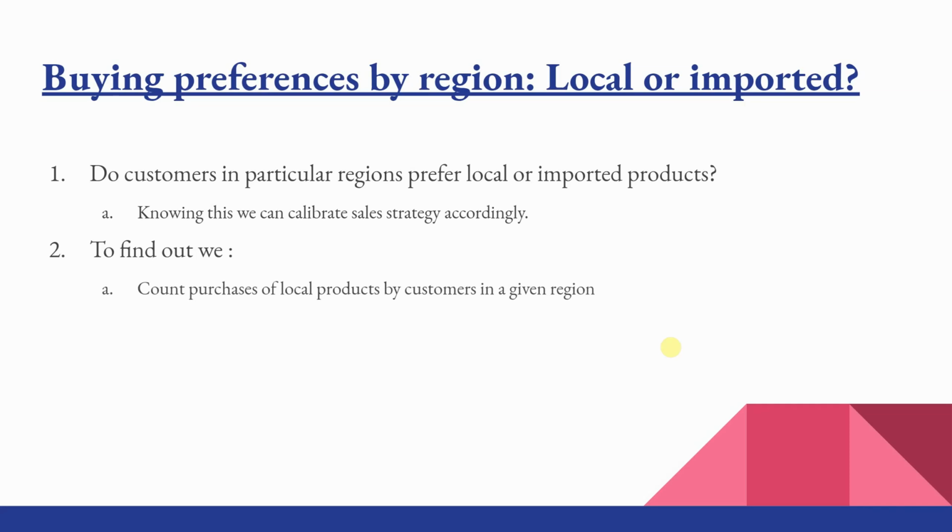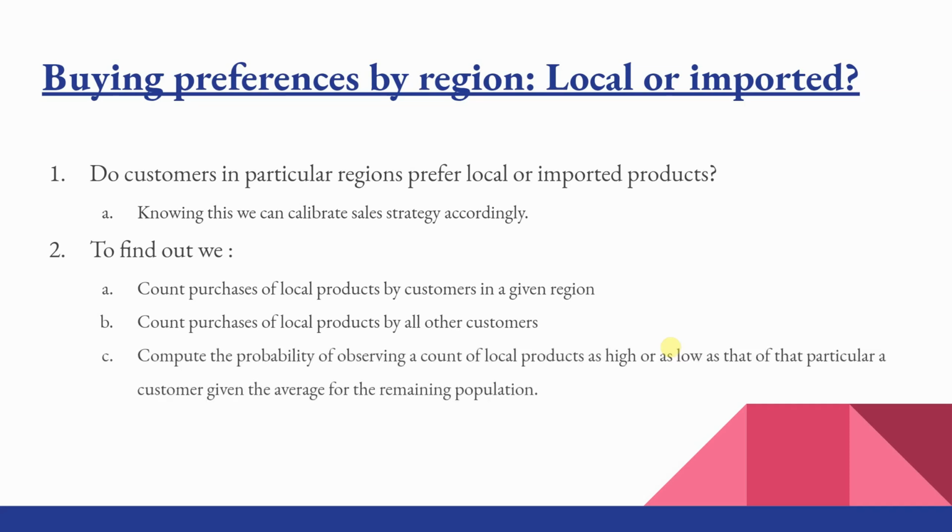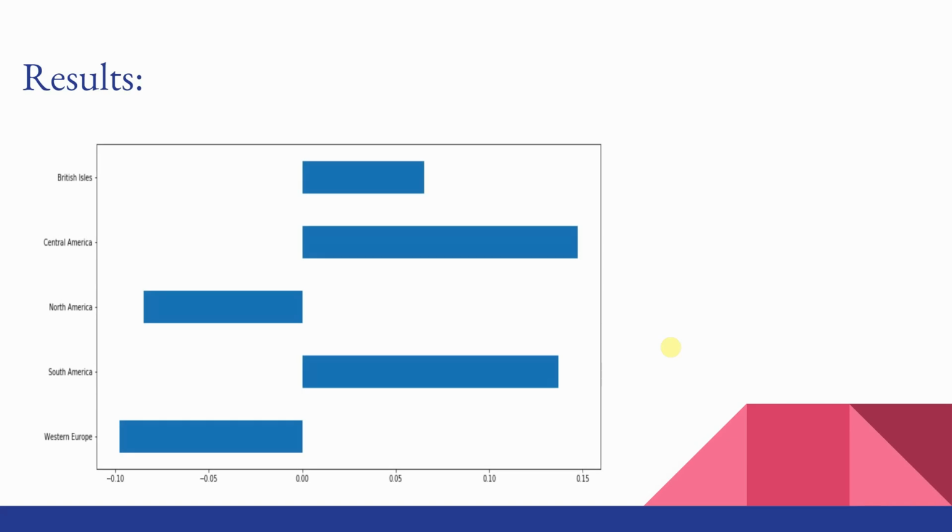So to find out, what we did was we counted the purchases of local products by customers in a given region. We counted the purchases of local products by all other customers, local to them, of course. Then we computed the probability of observing a count of local products as high or as low as that of a particular customer, given the average for the remaining population. So if the average rate of buying local products for everybody else except for the people in North America is 0.6, then what are the odds that we would observe a ratio of local purchases of 0.8 in North America, for example? So the results of that came out like this.